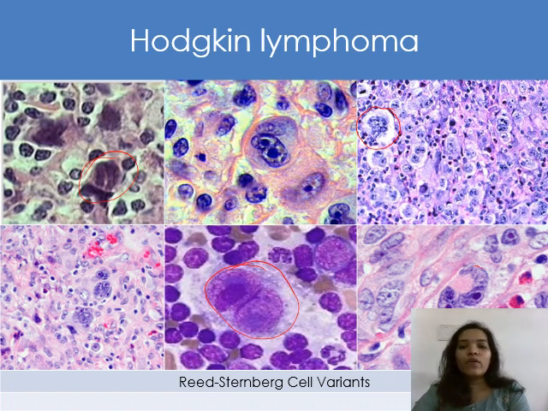And here we also have an RS cell which is called as lymphohistiocytic type of RS cell. And here also we have RS cells which are having multiple nuclei. So these are all the different variants of a Hodgkin's lymphoma RS cells.